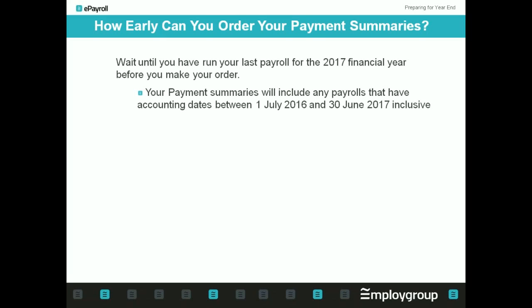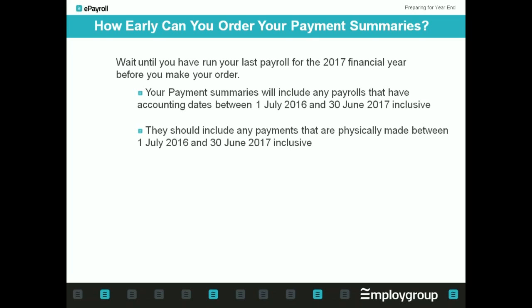So your payment summaries will include any payrolls that have accounting dates between 1 July 2016 and 30th of June 2017 inclusive, and they should include any payments that are physically made between those dates.